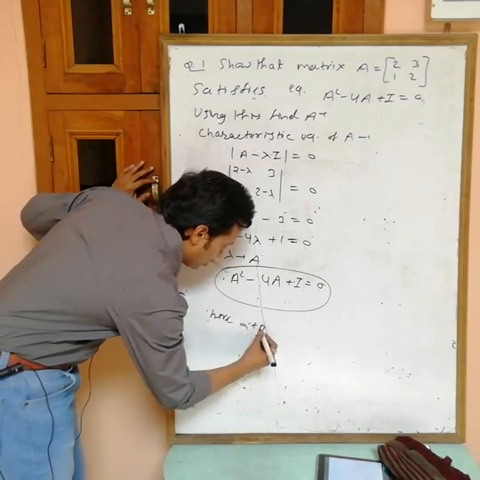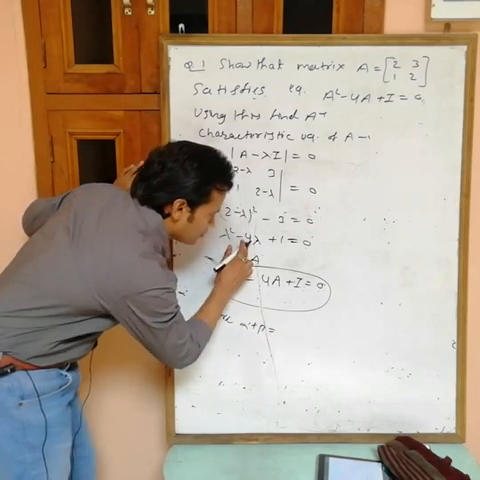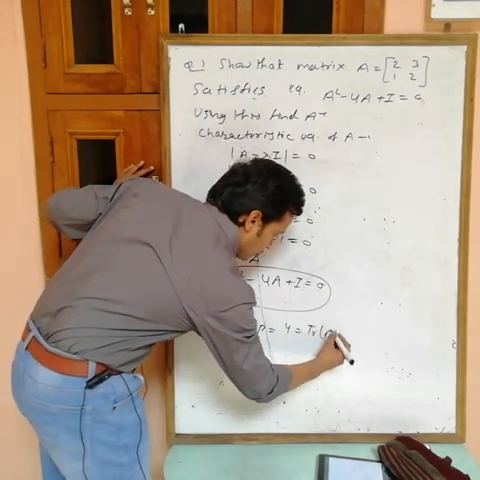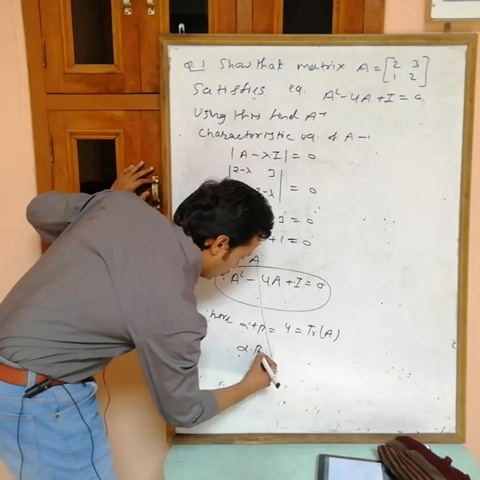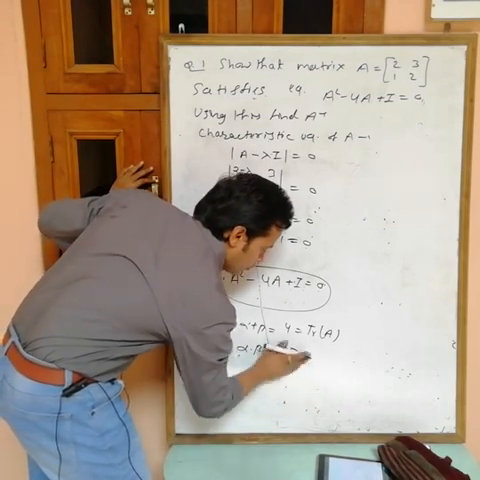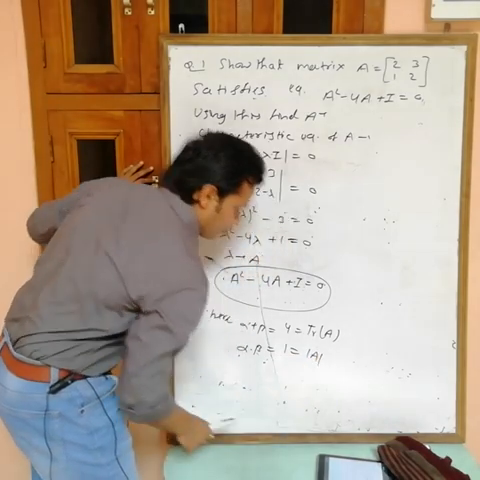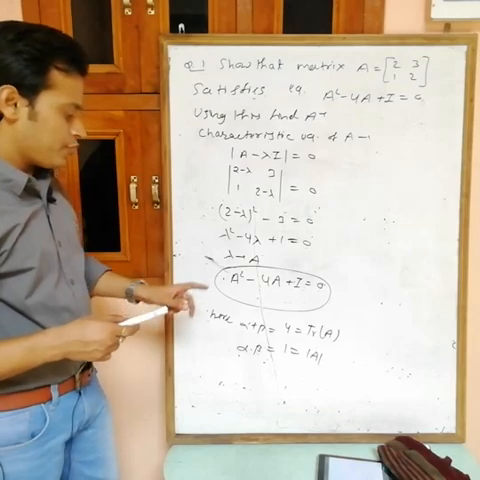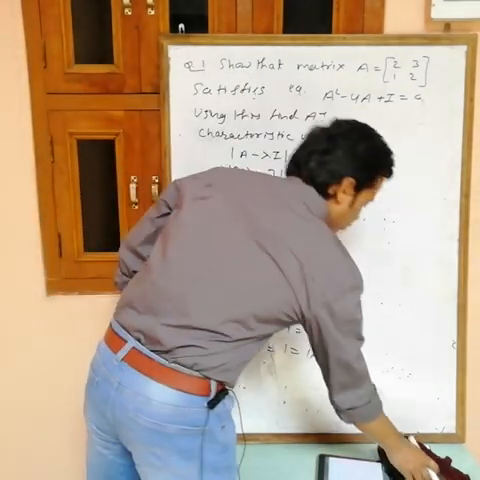Alpha plus beta is equal to 4 from this, that is equal to the trace of A, and alpha into beta is c by a, which is 1, that is equal to the determinant of A. Sum of roots represents trace of A and product of roots represents determinant of A. Okay, write down.